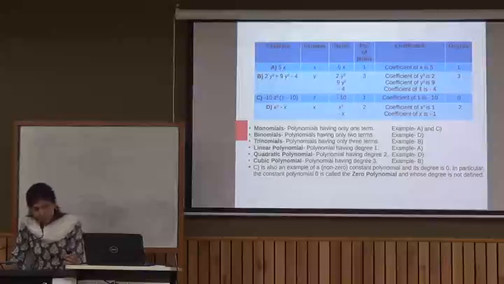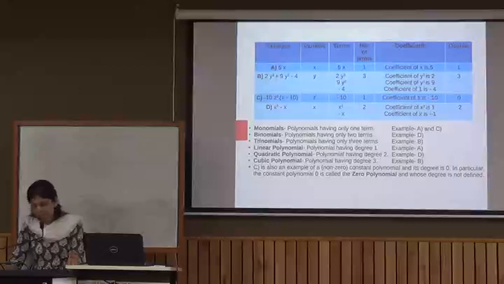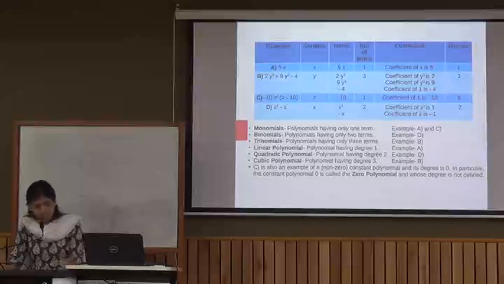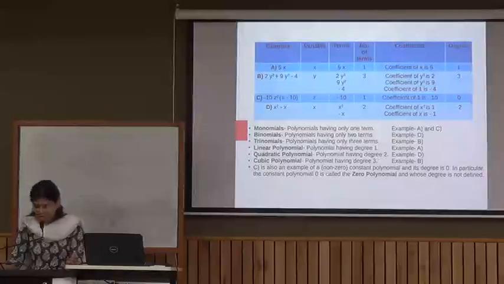Further classifying polynomials on the basis of the degree of the polynomial, we have linear polynomials, that is polynomials having degree 1, quadratic polynomials having degree 2 and cubic polynomials having degree 3. Again, in this table we can see that example A, that is 5x, is a linear polynomial since the degree is 1. Example D, x square minus x is clearly a quadratic polynomial, and example B, that is 2y cube plus 9y square minus 4 is a cubic polynomial.